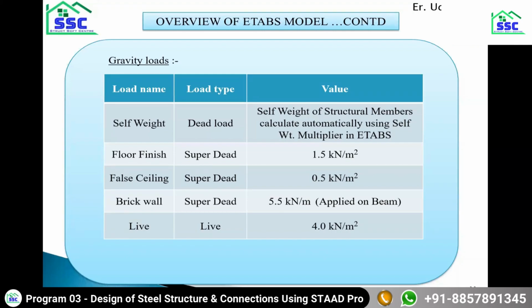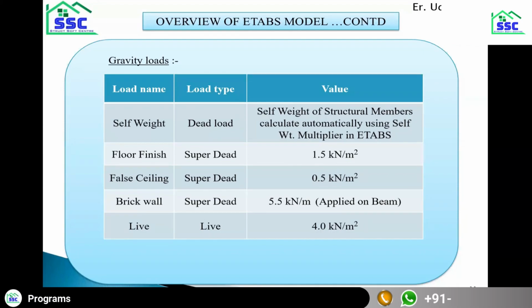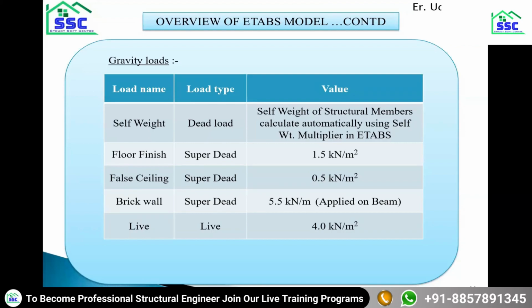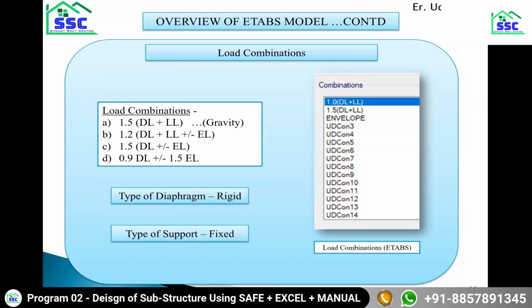The next load is the live load. We are considering this building as a commercial building, and that is why the live load is kept at 4 kilonewton per meter square. Again, the live load is applied on all the slabs of all the floors. Very simple loading arrangement. These loads are just the standard loads that we take in the industry, so I am not going into the details because we want to go to the design part very soon. The next important thing is the load combinations that we have used.